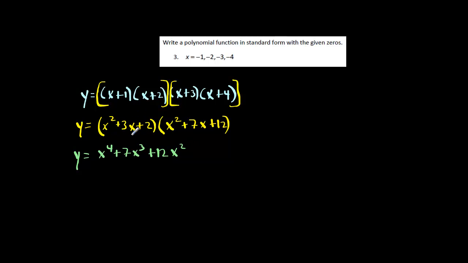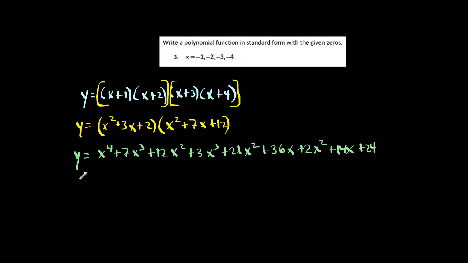Then we take this one. 3x times x squared is 3x cubed. 3x times 7x is 21x squared. 3x times 12 is 36x. Then the 2 times x squared is 2x squared. 2 times 7x is 14x. 2 times 12 is 24.